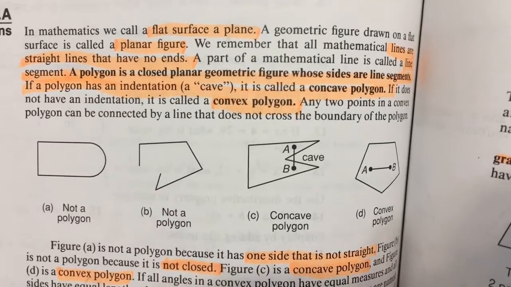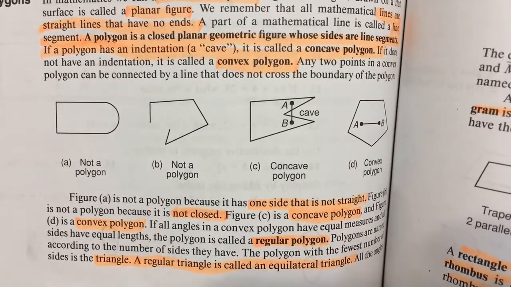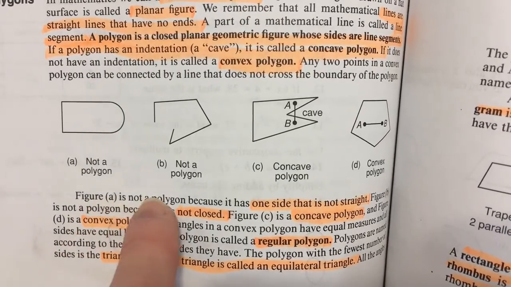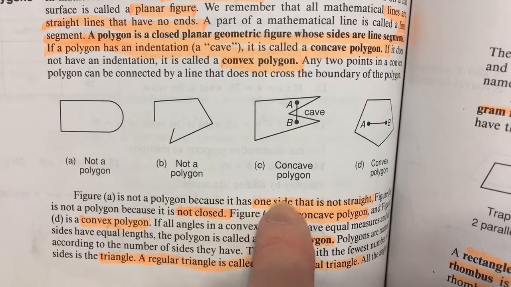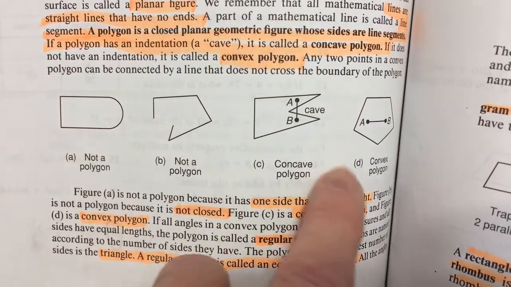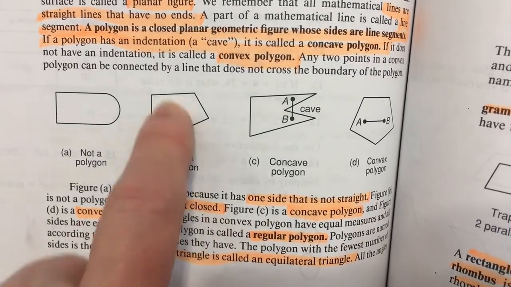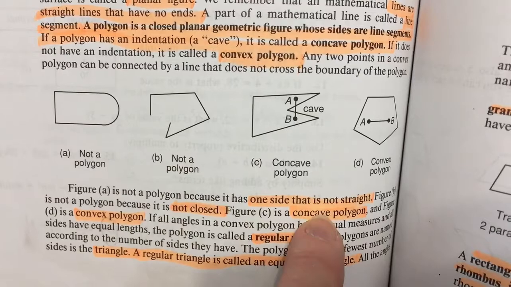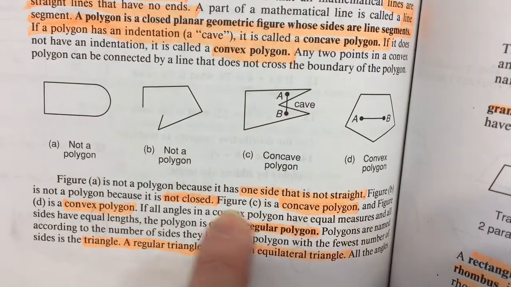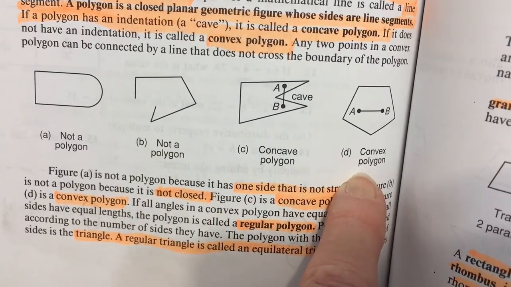Now, moving down a little bit, we're going to go to the bottom part here, which is just explaining those answers. Figure A is not a polygon because it has one side that is not straight. It has a curved part there, okay? Figure B is not a polygon because it is not closed. Figure C is a concave polygon, and figure D is a convex polygon.